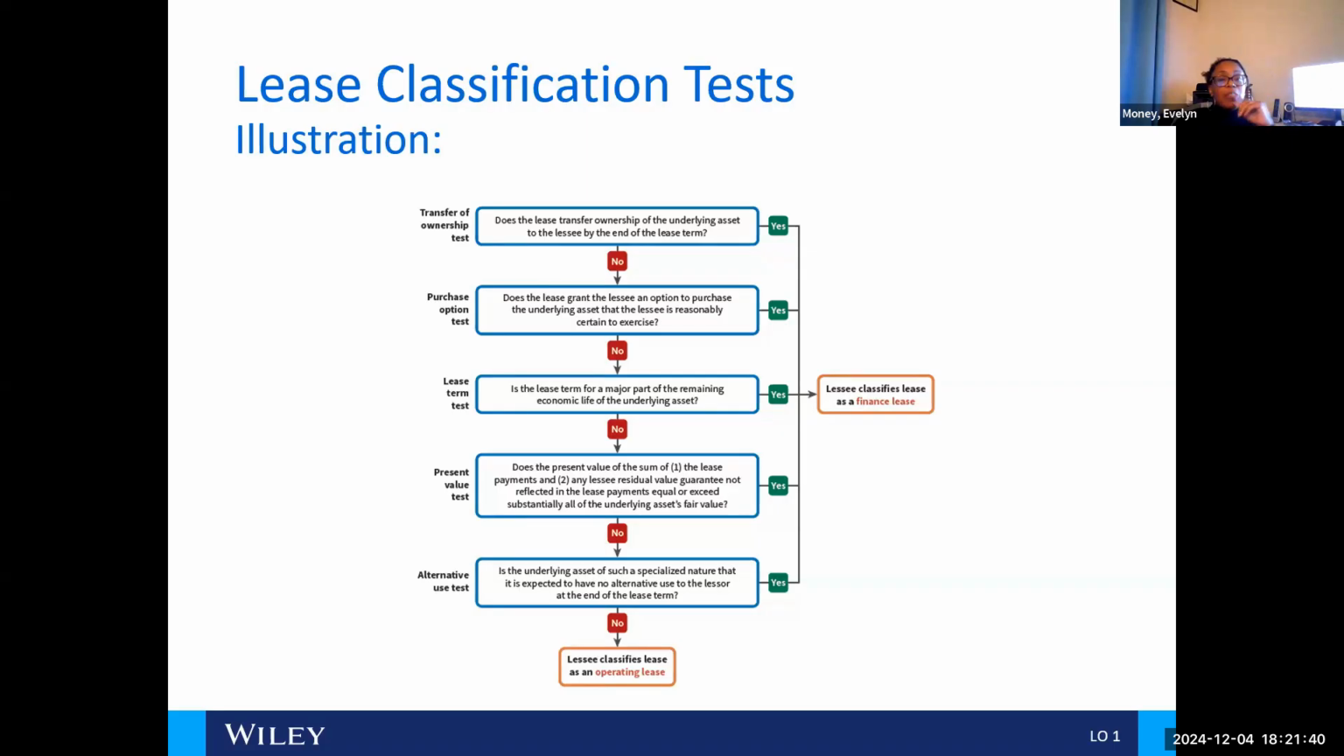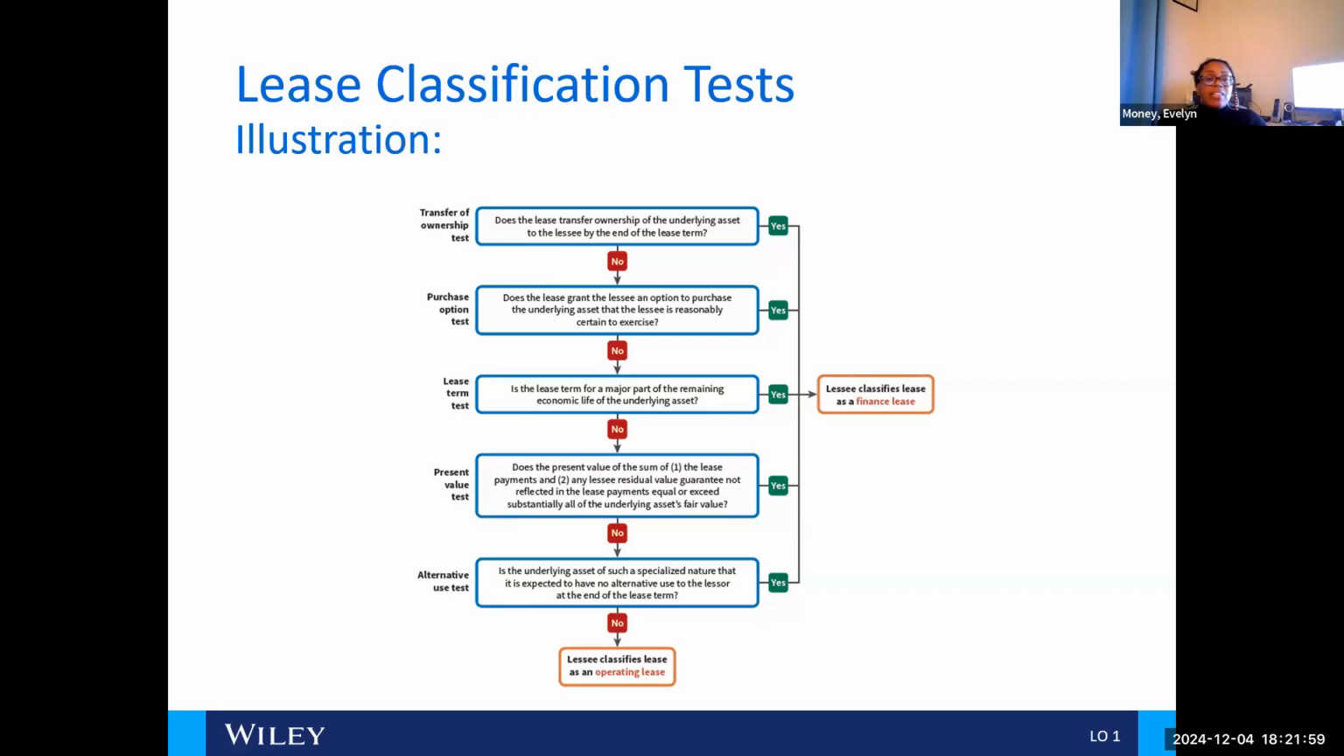The next one is the purchase option. And not just a purchase option, is there a bargain purchase option where at the end of the life of the lease, we give the lessee a chance to purchase the asset for a cheaper price.